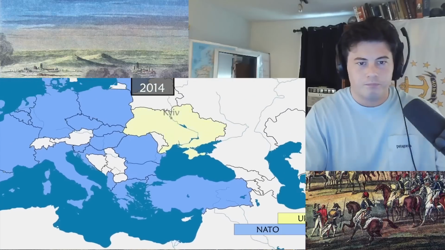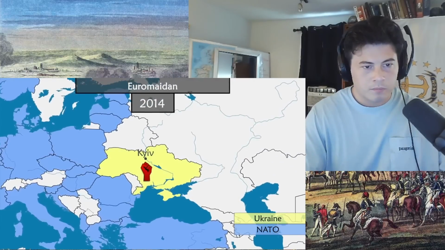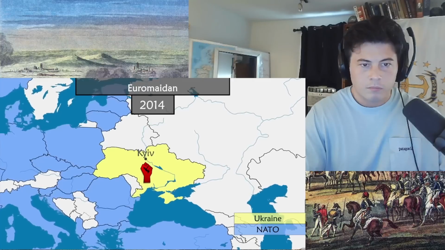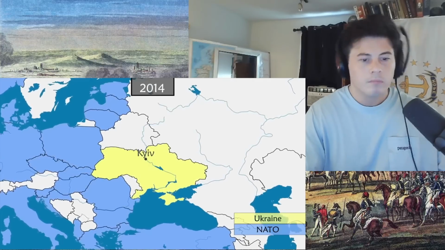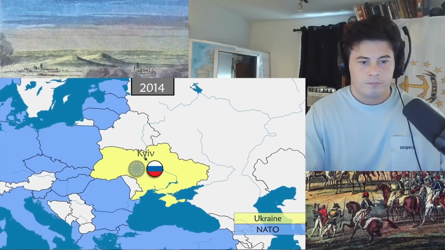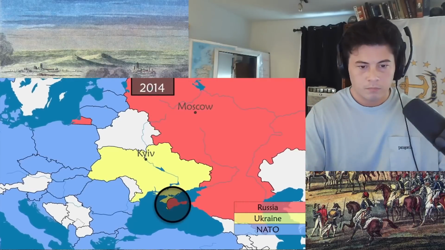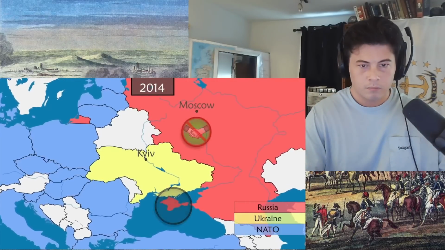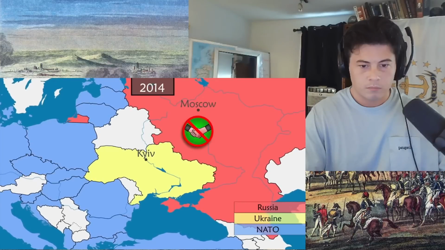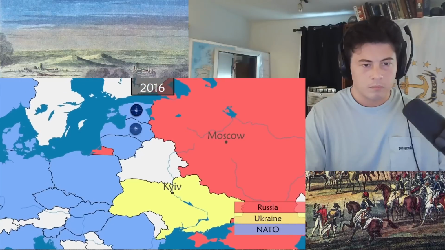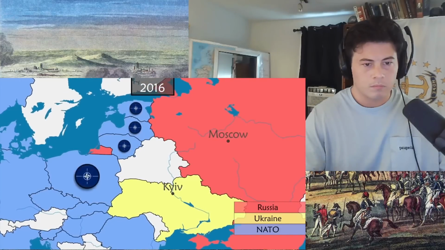In 2014 in Ukraine, pro-European demonstrations turn into a revolution. The pro-Russian government falls, and the country is torn between pro-Russian and pro-European supporters. Russia takes advantage of the chaos to annex Crimea. In response, NATO suspends all cooperation with Russia. In addition, NATO deploys troops in Estonia, Latvia, Lithuania, and Poland.